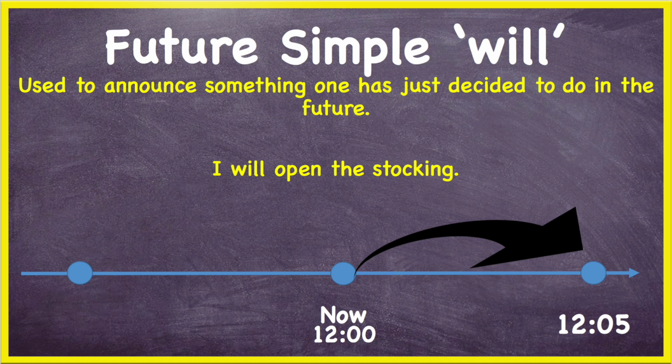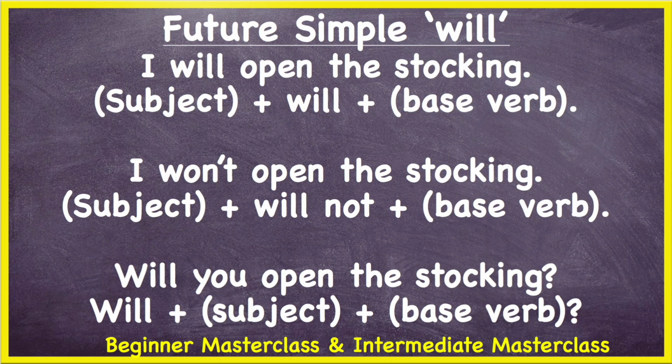So, the future simple will is used to announce something that one has just decided to do in the future. So, if you just get an idea, right? It's not a plan. It's that you just thought to yourself, I will open the stocking. All right, so that's what it is. So here you can see I will open the stocking in 5 minutes.